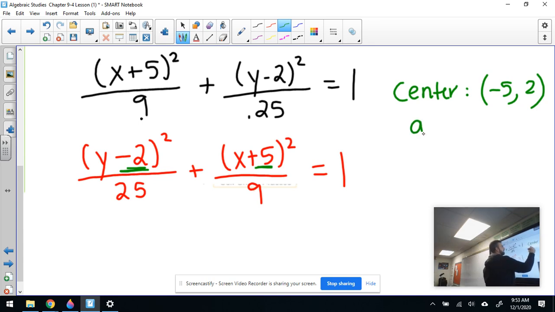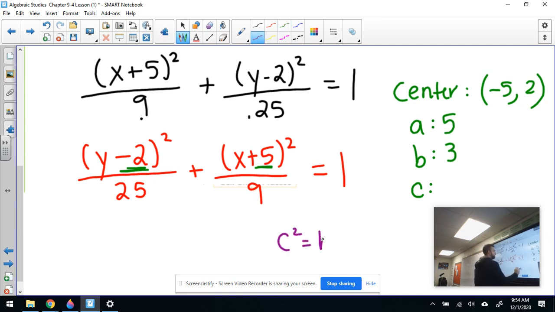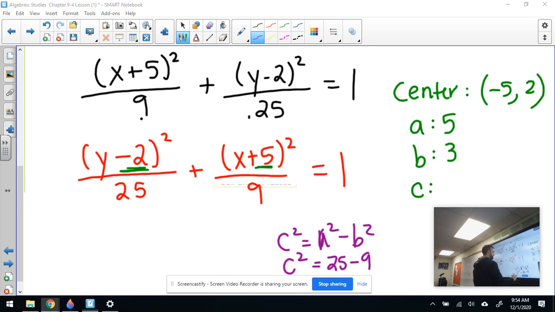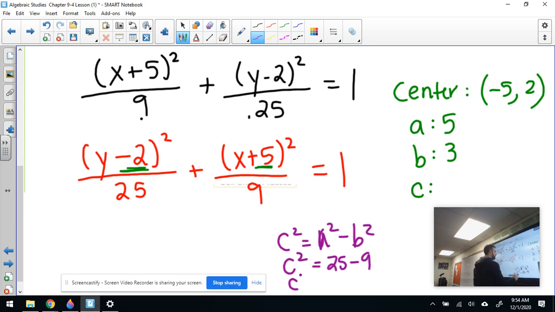We can figure out what a is. Okay, a is going to be the square root of 25, which is 5. We know b, the square root of 9, which is 3. And so we need to figure out c, right? And the way we figure out c, remember, is we use this equation down here. We say c squared is equal to a squared minus b squared, right? So c squared is going to be equal to 25 minus 9. Well, 25 minus 9 is 16. And so c, the square root of that, is going to be 4. So it actually turned into real nice numbers.